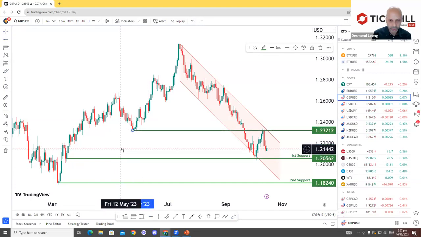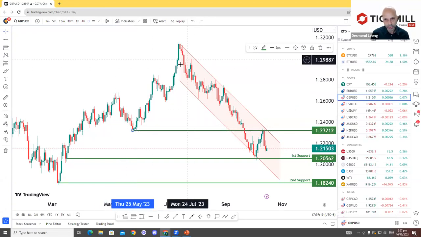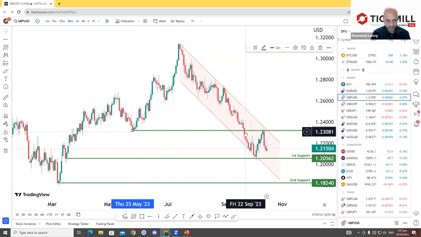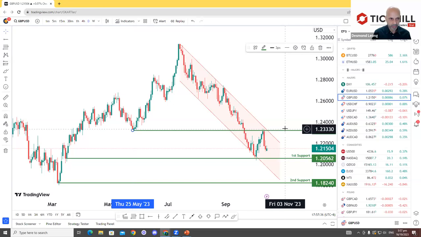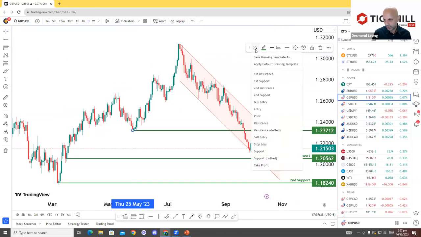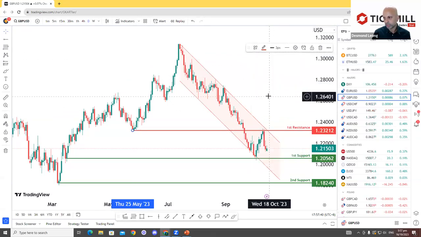This level at 1.2321 acted as a very strong pullback support level or swing low support level here. It didn't offer any support at all on the 21st of September as price came crashing down, but it did function as a resistance last week. So this is why we have a strong overlap level here. This signifies the first resistance for the pound at 1.2321.